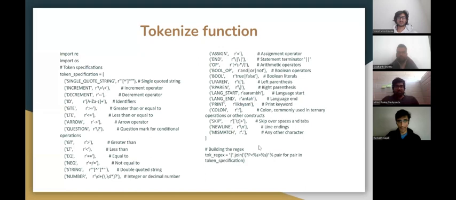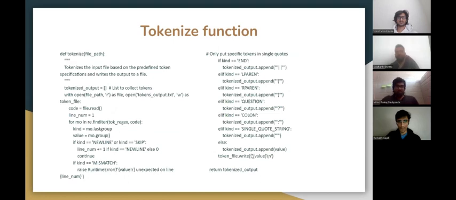So this is the tokenized function. This is the token specifications list, which we have defined. All the possible tokens which can come in our program are specified in this token specification list. And this is the tokenized function, which tokenizes the SanSkript program, as I said before, and writes it to the tokens output.txt file. It also returns an intermediate syntax in the form of a list, which is the tokenized output list.